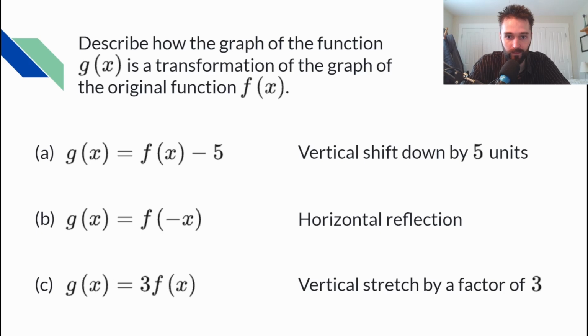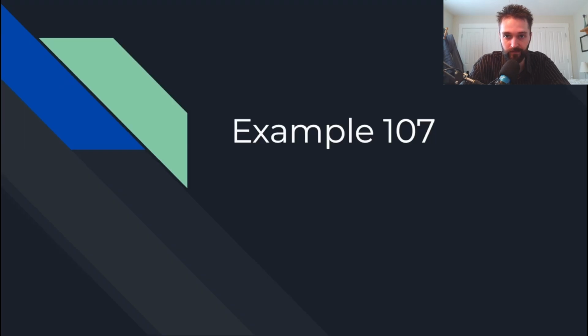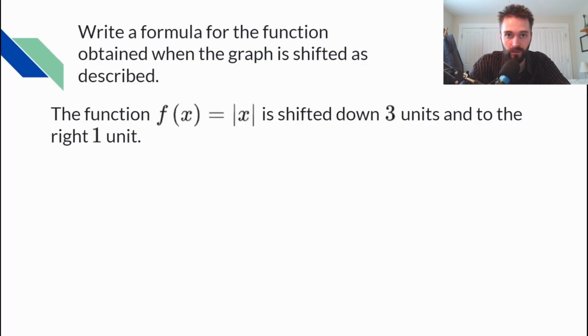Let's move to the next example. Here we're asked to write a formula for the function obtained when the graph is shifted as described. The function f of x equals absolute value of x is shifted down 3 units and to the right 1 unit. So we have 2 shifts that we need to handle. It's going down 3 units and it's going to the right 1 unit.